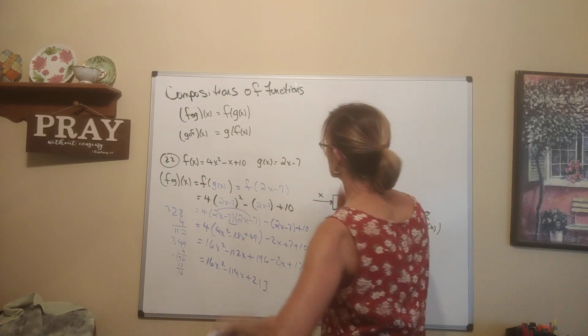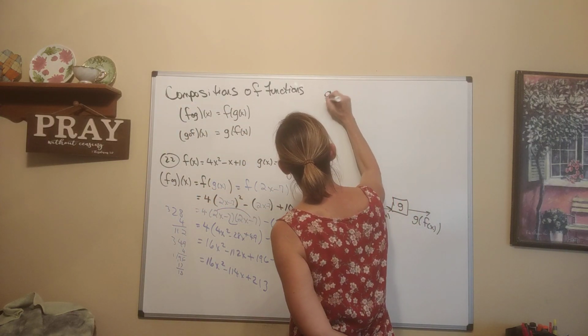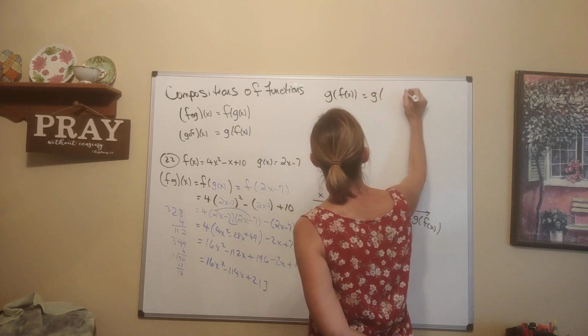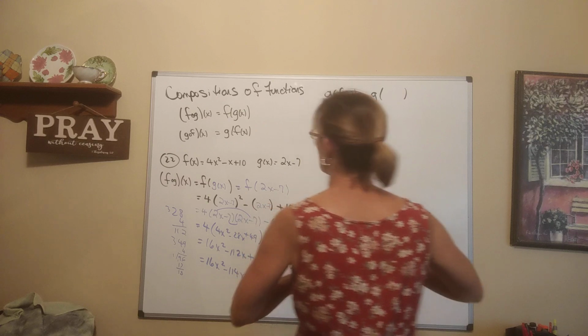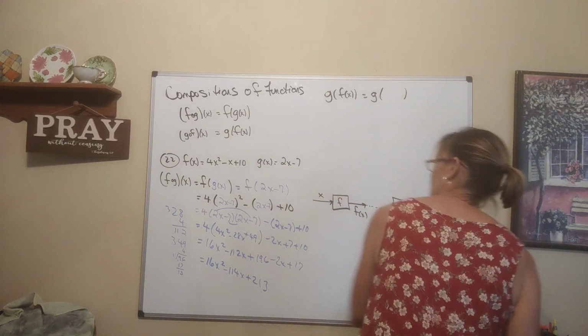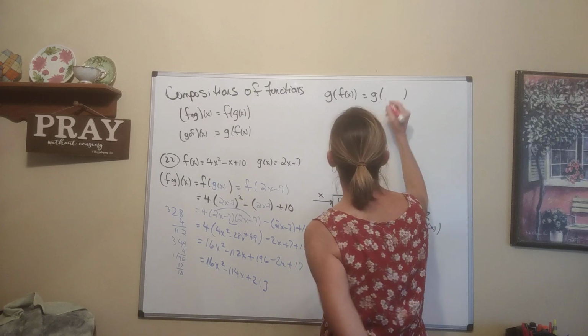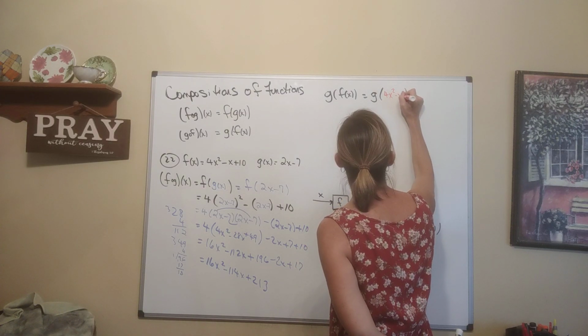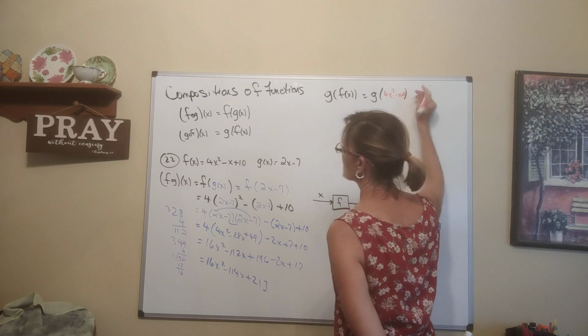g of x, f of x goes like this. g of f of x would be g of, what is f of x defined to be? It's defined to be this right here. So let's put that guy in there: 4x squared minus x plus 10 is going to go in there.